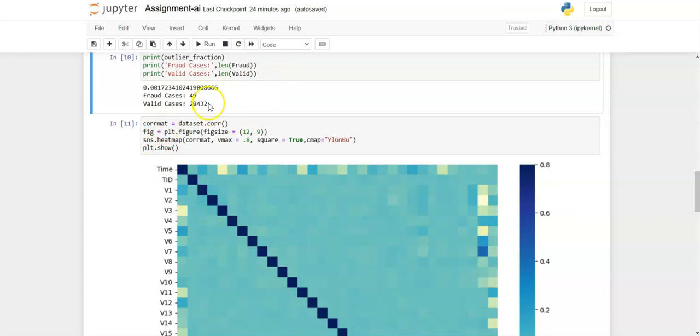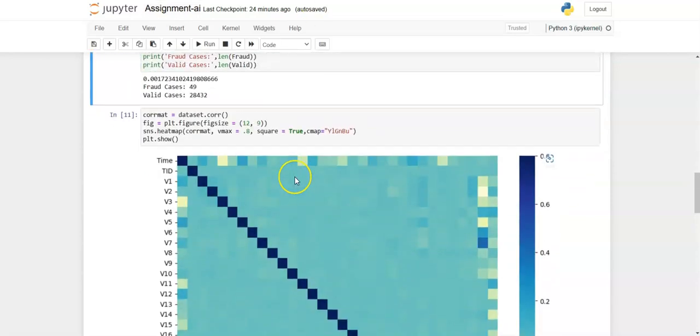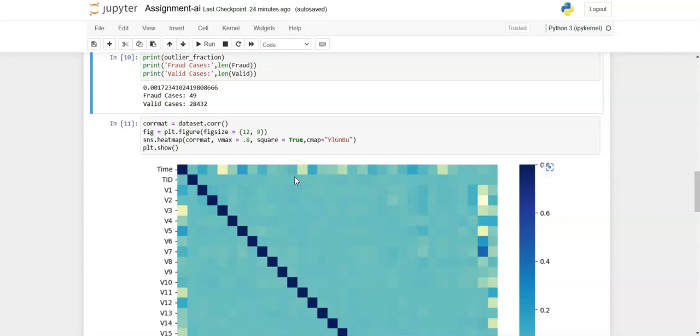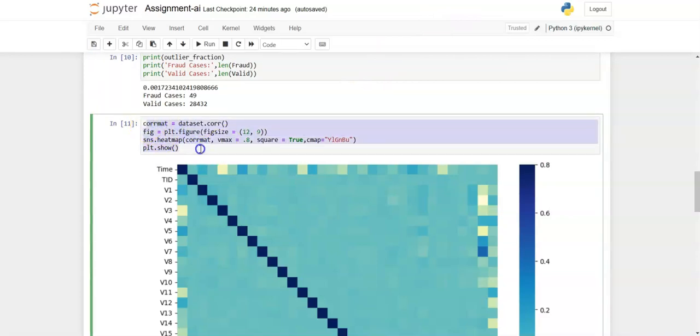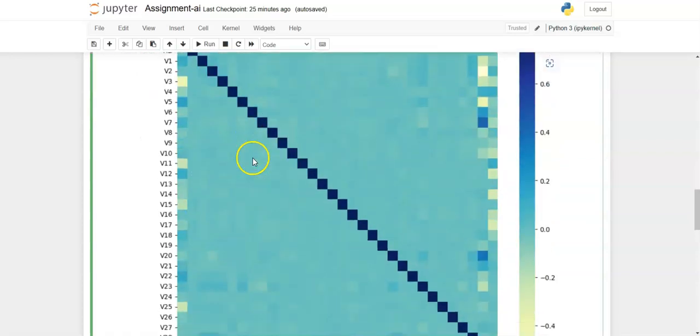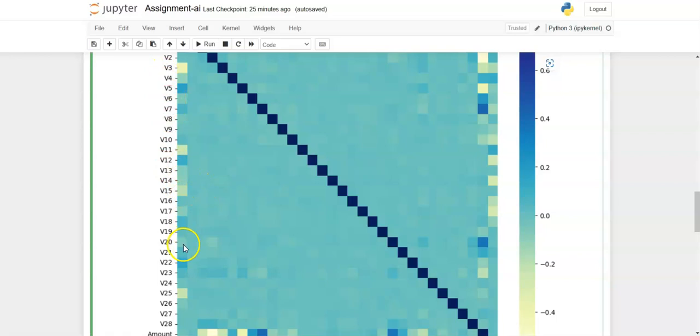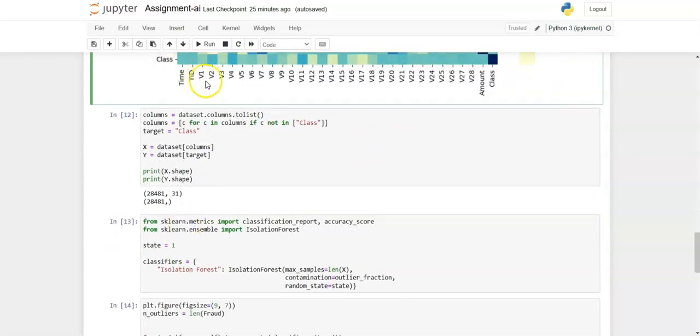Now, here you can see the heat map of the dataset. You are seeing the correlation between every column in this map.